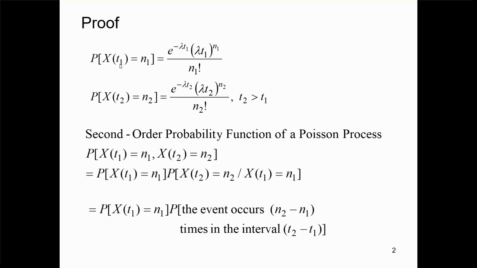This gives you the number of occurrences n1 in the interval t1, or the time length t1, right? And this gives you for t2, n2, that means in time t2 the number of occurrences is n2, and that is given by the probability law with t replaced by t2 and n replaced by n2 in the probability law of Poisson process. So now we want to find the second order probability function or probability distribution of Poisson process, which we discussed we will need ahead.